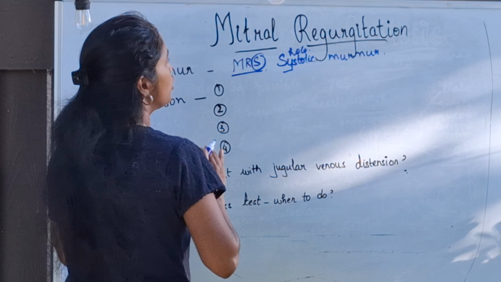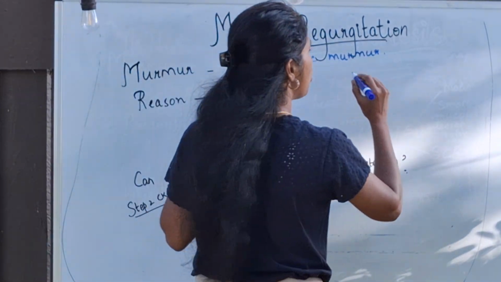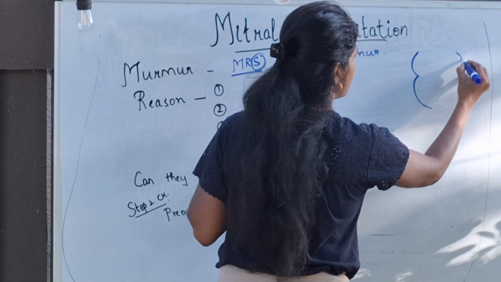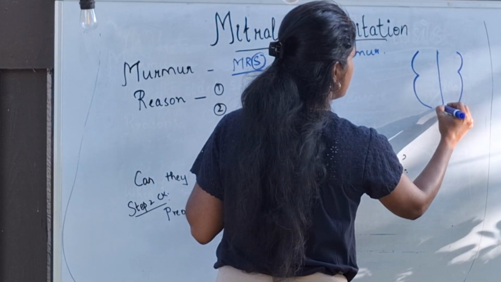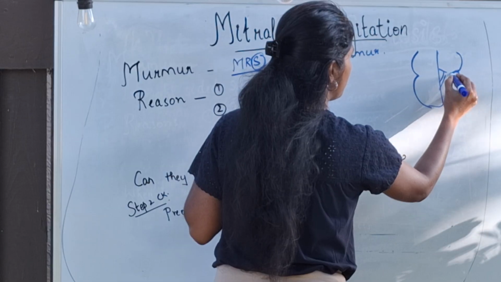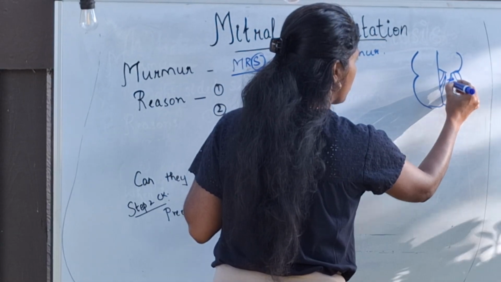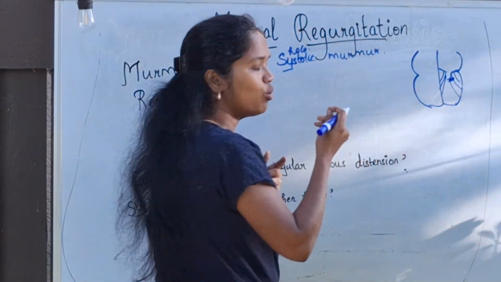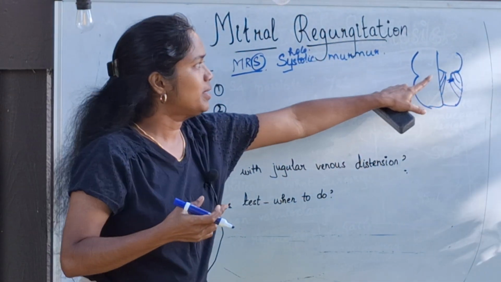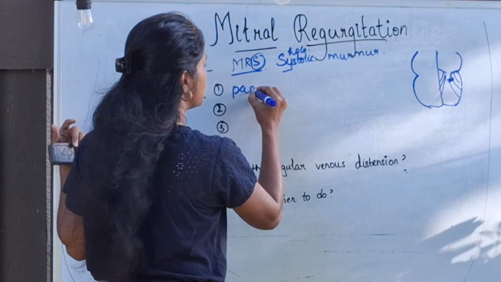Fine. Now what is the reason behind mitral regurgitation? The most common reason is, if you see, this is the right atrium, right ventricle, and this is the mitral valve. Here the papillary muscle holds the mitral valve, right? When the papillary muscle undergoes rupture, it cannot hold the valve properly, thereby resulting in mitral regurgitation. So, papillary muscle rupture.